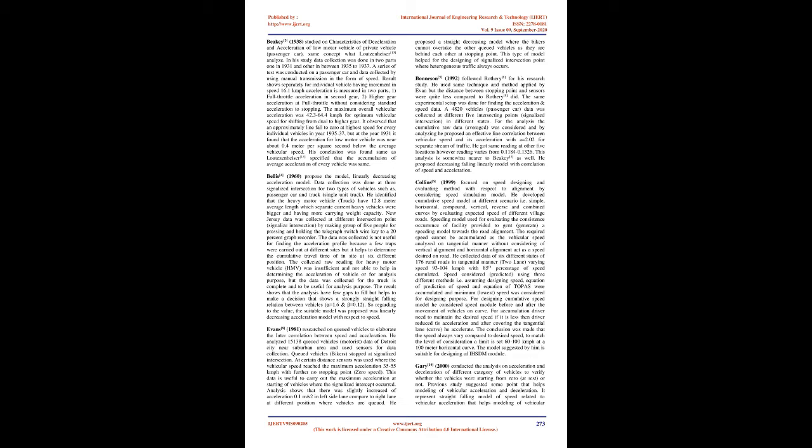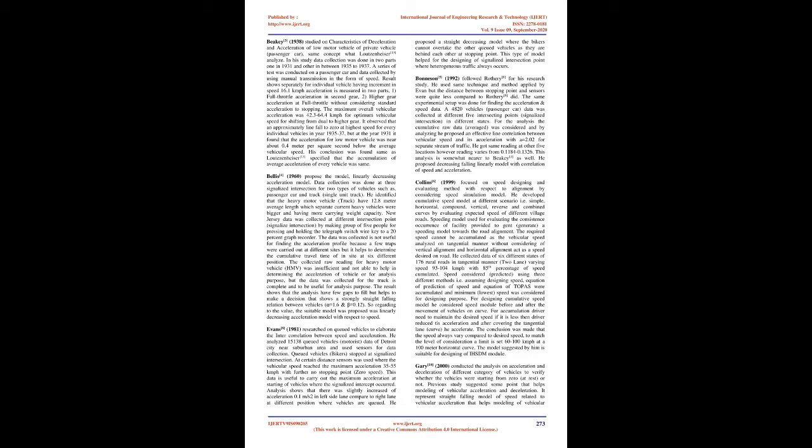For the analysis, the cumulative raw data, averaged, was considered, and by analyzing it he proposed an effective linear correlation between vehicular speed and its acceleration with A equals 2.02 for a separate stream of traffic. He got the same reading at the other 5 locations, however the reading varies from 0.1184 to 0.1326. This analysis is somewhat nearer to BK3 as well. He proposed a linearly decreasing falling model with correlation of speed and acceleration.